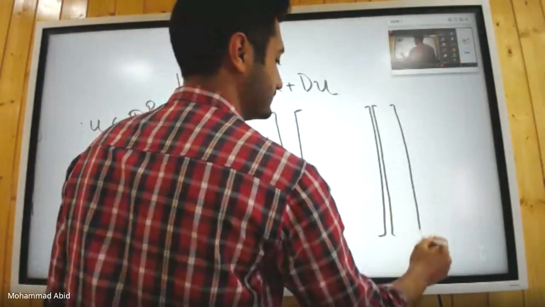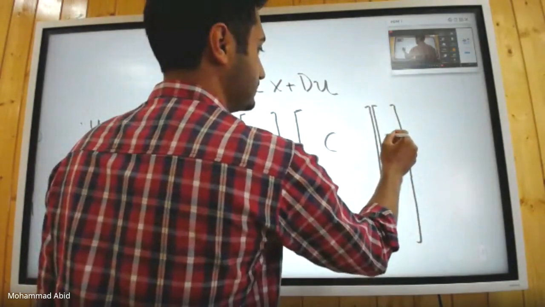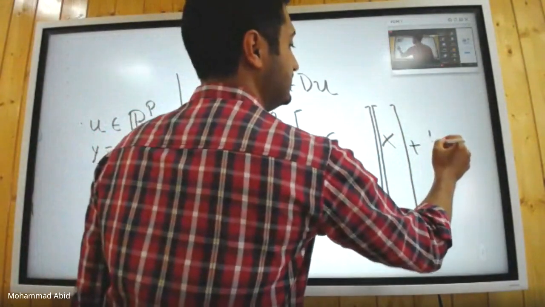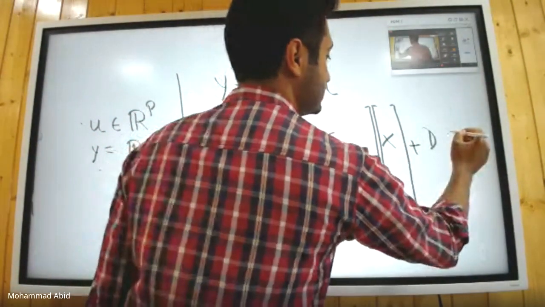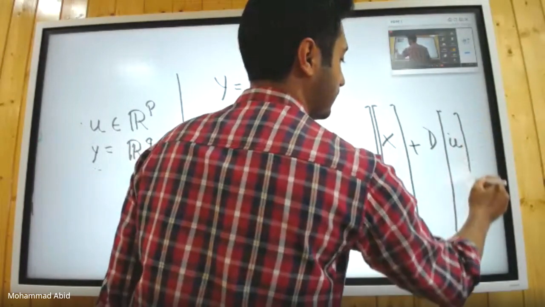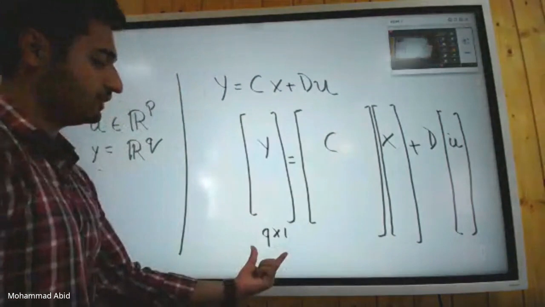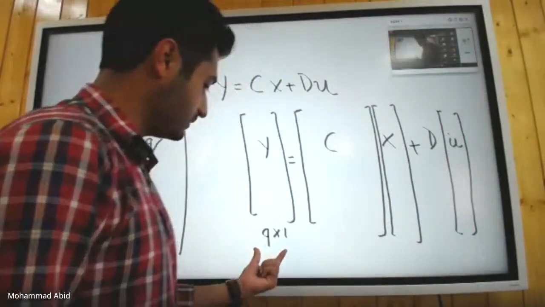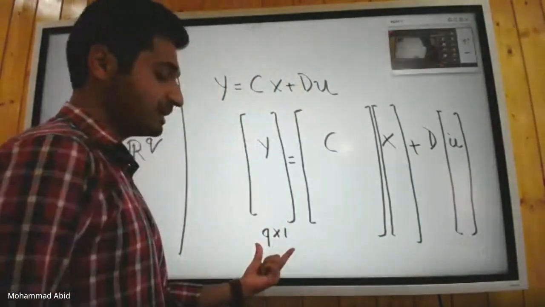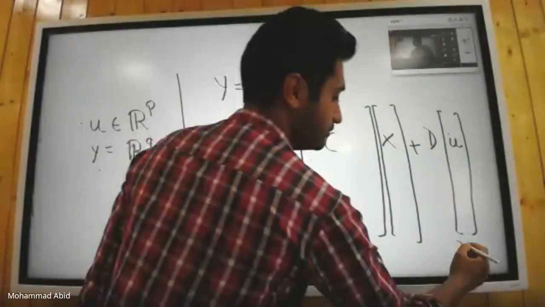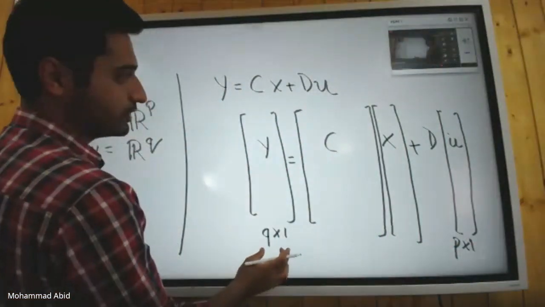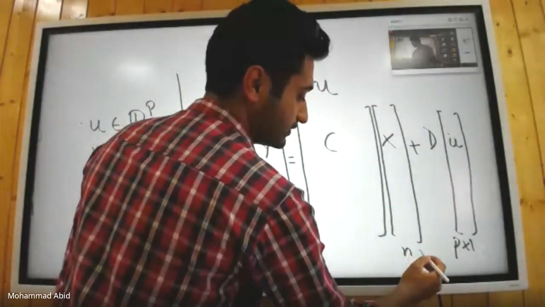Cx. I'm just writing here Cx plus some d. I will not mention the dimension first. You will tell me the dimensions, plus du. We have fixed the dimensions of inputs and outputs. I'm having q outputs, and for inputs I have assumed p, isn't it? I'm having p inputs and q outputs. And the dimension of x is already fixed, n cross 1.